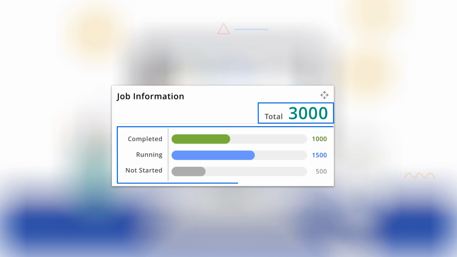Job information highlights the total number of jobs scheduled for today. You will also get to know the number of jobs which are already completed, currently running, and the jobs that are not yet started.